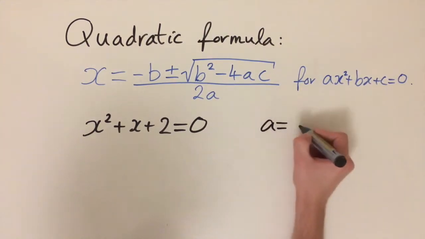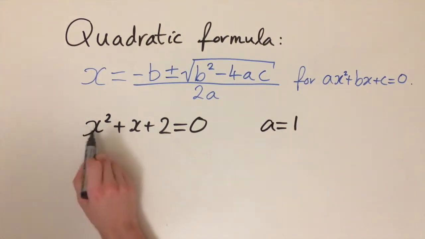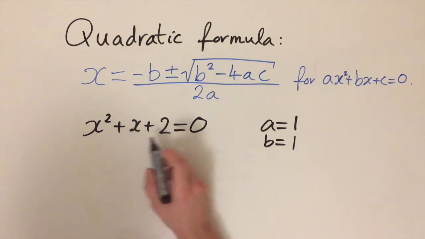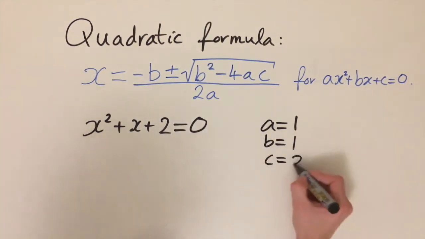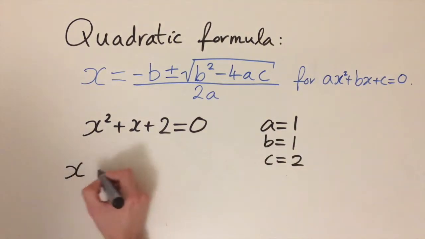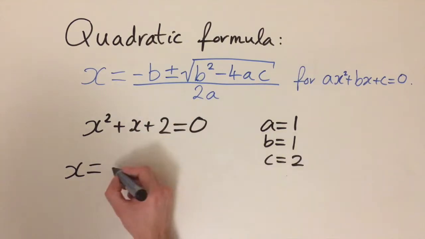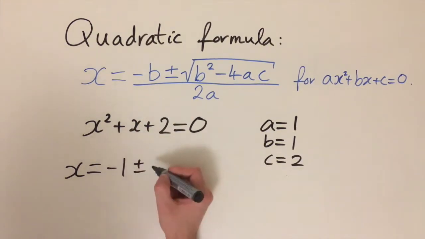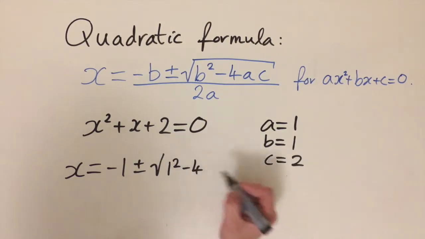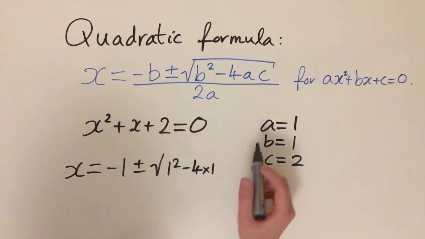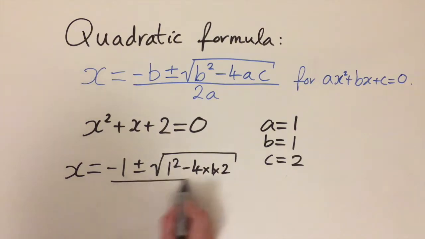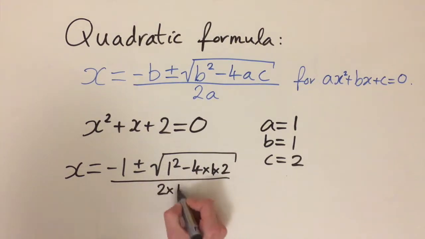So we have a is equal to 1. This is the x squared coefficient. We have b equal to 1 as well, that's the x coefficient, and then c is equal to 2. So now let's go ahead and plug these numbers into the formula. This is going to give us x is equal to minus b, that's minus 1, plus or minus the square root of b squared, that's 1 squared, minus 4, times a, which is 1, times c, that's 2. So we close the square root, and we divide by 2 times a, which is 2 times 1.